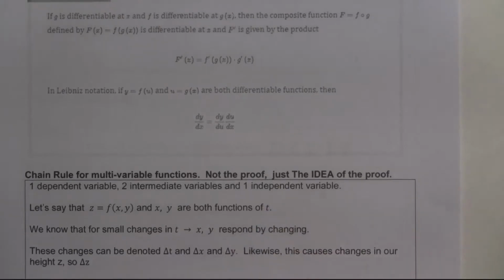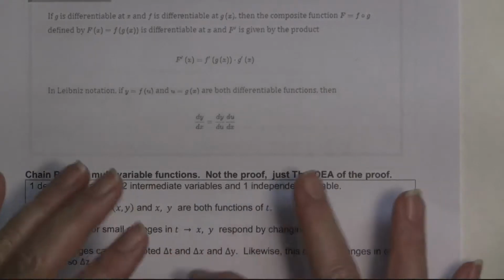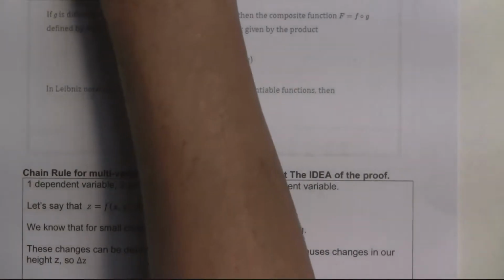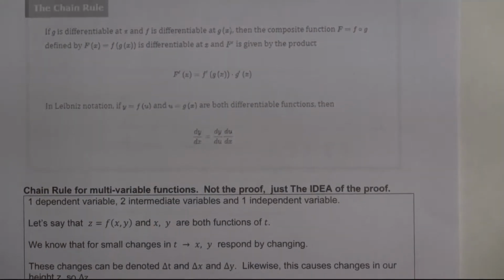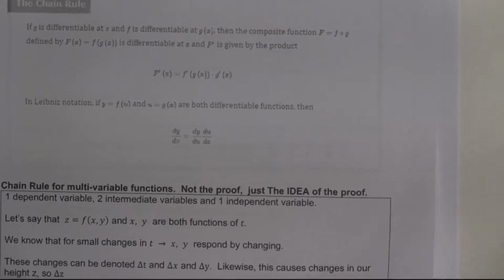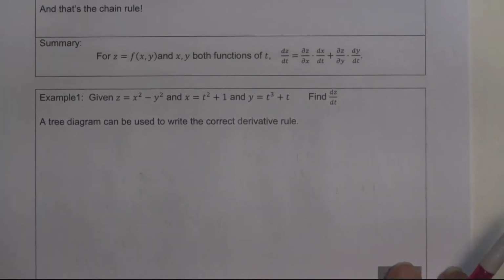There are proofs in your book for when you increase the number of these. There's a proof for this too, with a similar idea. I realize that we haven't really looked at things that have one independent variable, two intermediate variables, and a dependent variable. So I did want to look at example 1 here.